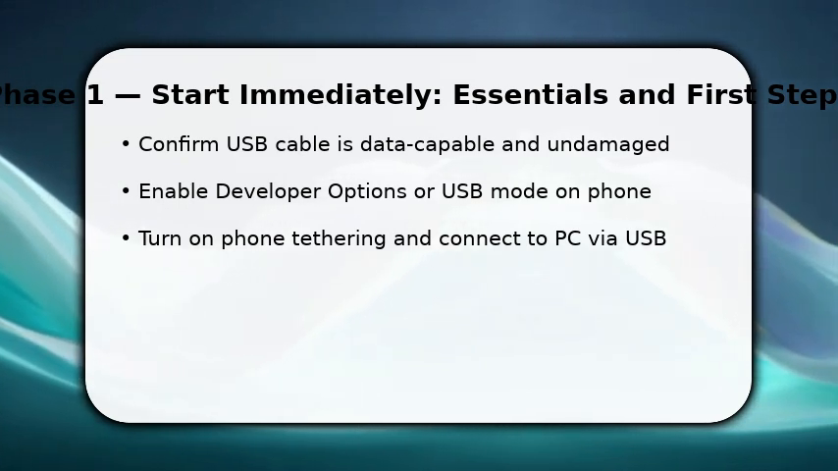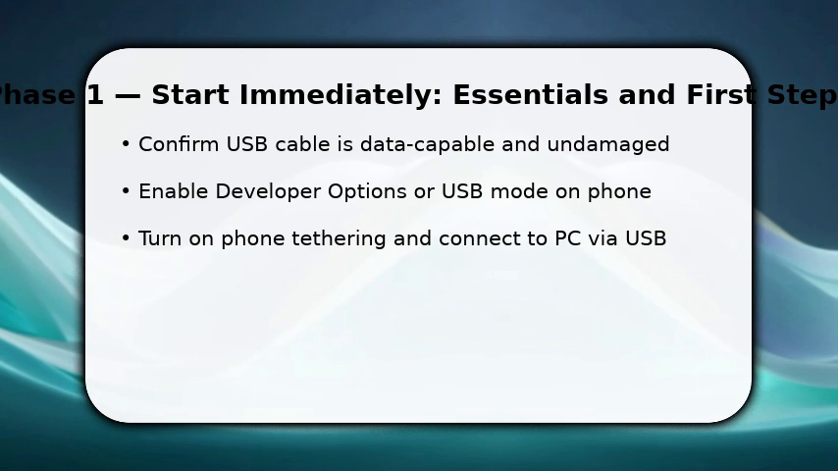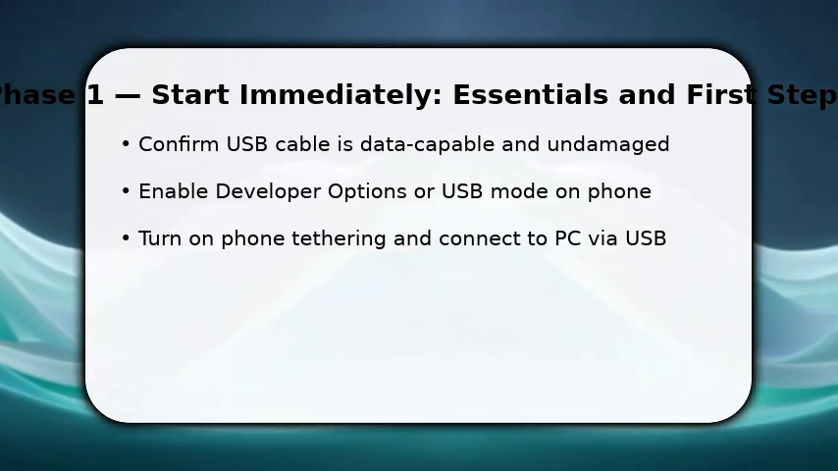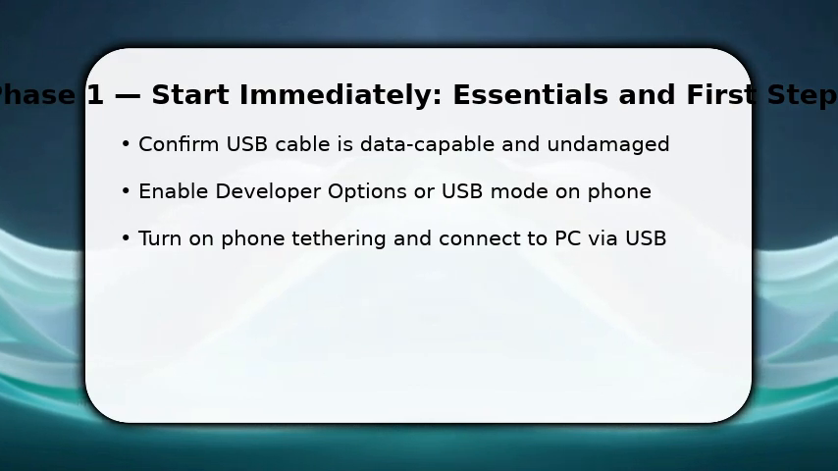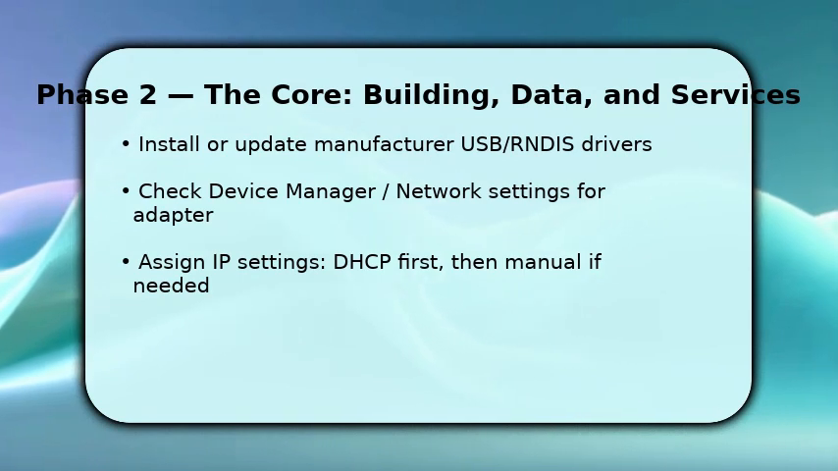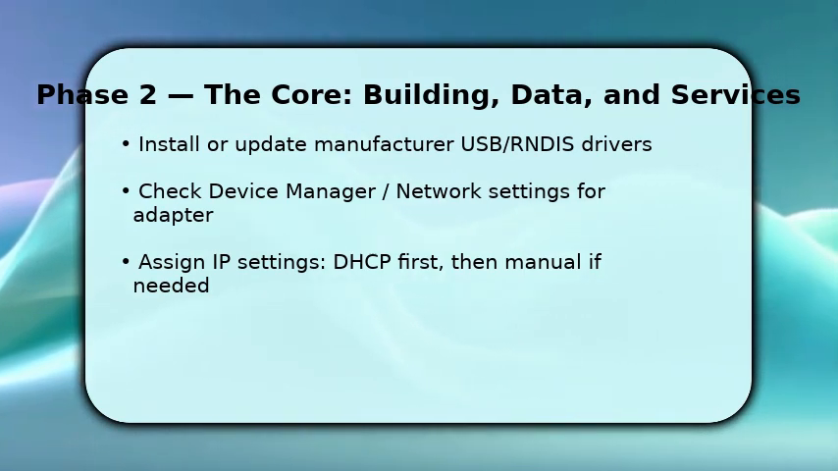Once the interface exists, you handle drivers and addressing. Update or reinstall the phone or RNDIS driver. Device Manager will show a warning icon if misinstalled. On macOS, confirm the USB interface appears under Network and add it if absent.